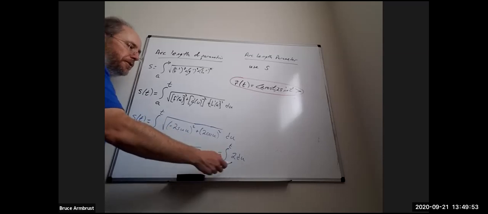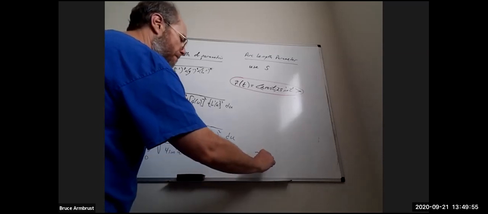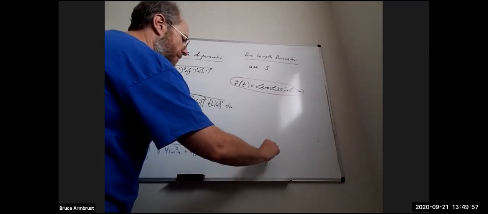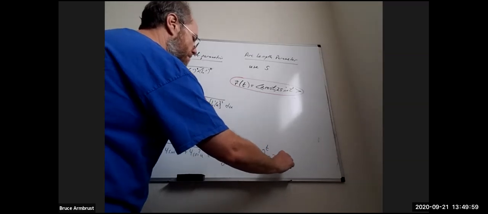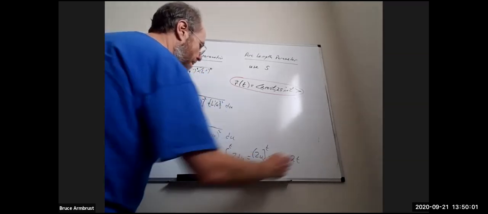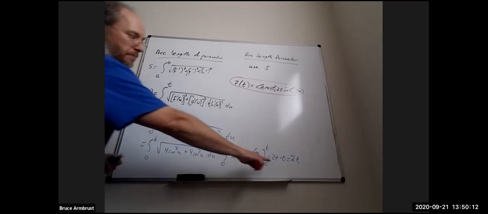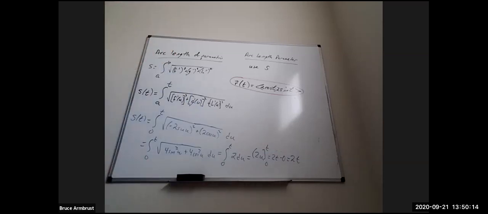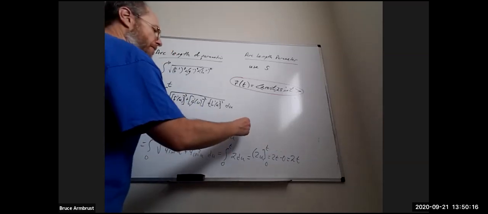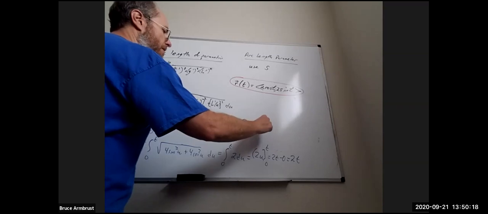So 2 du becomes 2u, that I'm going to evaluate at 0 and t. And so the arc length is a function of t. Right? It is a function of t, but it's 2 times t. So we end up with s is equal to 2 times t.